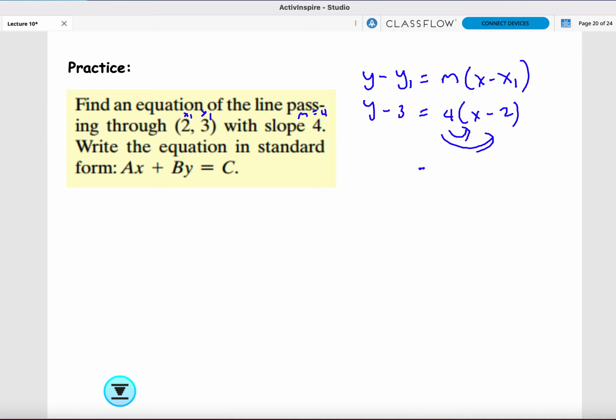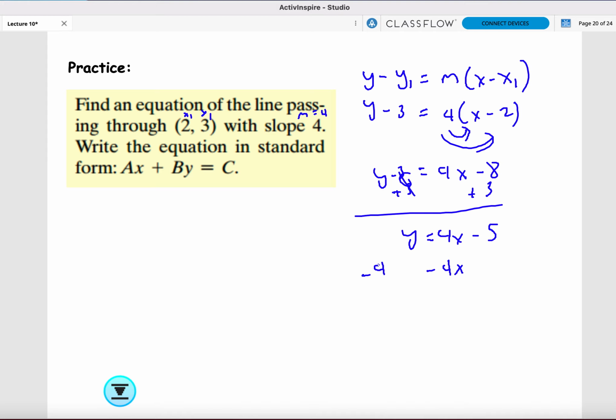Distribute the 4. We get 4x minus 8, y minus 3. Add 3 on both sides. Then we get y equals 4x minus 5. Remember, we want to get 4x to the other side, so we're going to subtract 4x on both sides. So then we get negative 4x plus y equals negative 5.